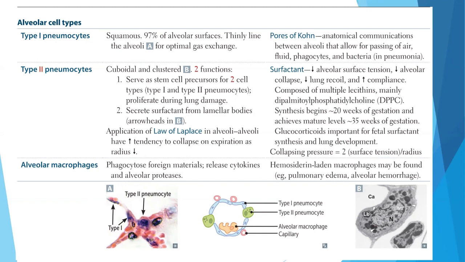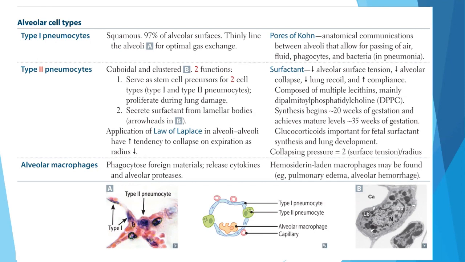The surfactant is a very important structure. It decreases the alveolar surface tension and helps prevent the alveoli from collapsing. It maintains the integrity of the alveoli, and since the alveoli are not collapsing, it also decreases the lung recoil and increases the lung compliance. It is composed of multiple lecithins, mainly dipalmitoyl phosphatidylcholine. Now, this term is very, very important: DPPC.